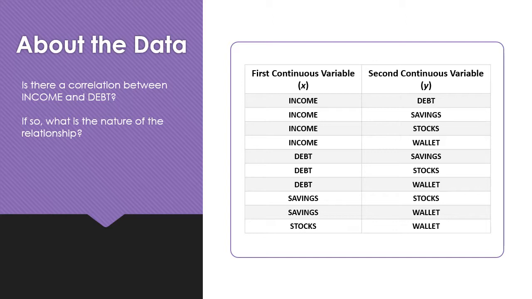For a correlational test, we have to have the variables. We are comparing one variable against another. So if we're going to be looking at these 10 variables against each other, we just developed a little chart showing each variable against the other. So the question we're asking is, is there a correlation between income, let's say, and debt? And if so, what is the nature of this relationship?